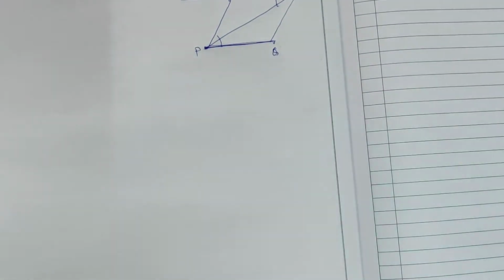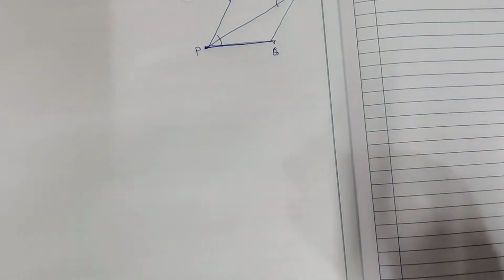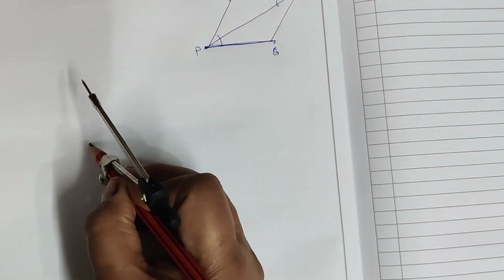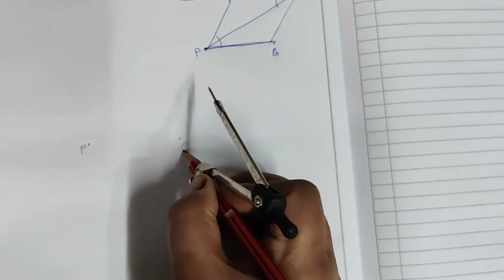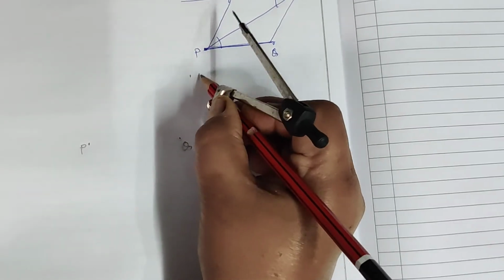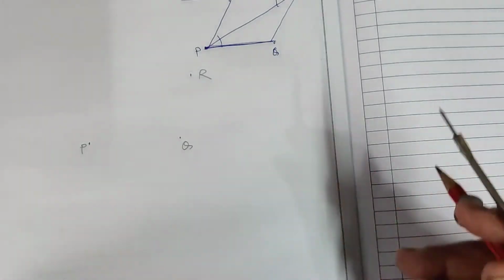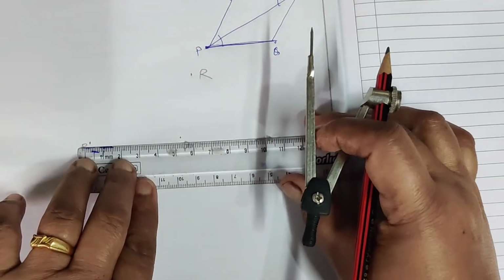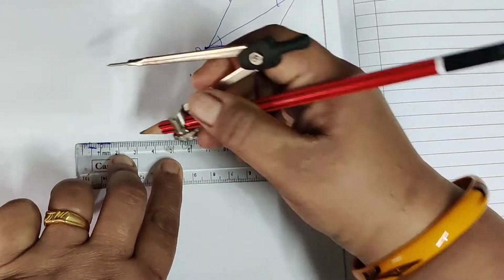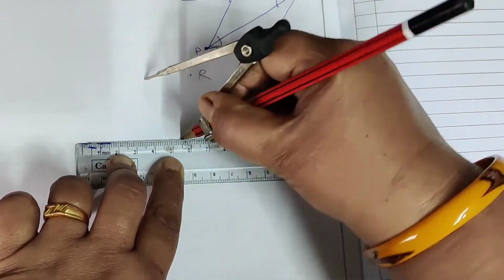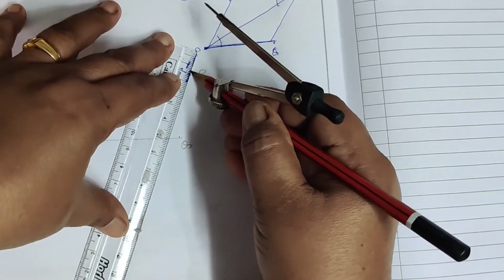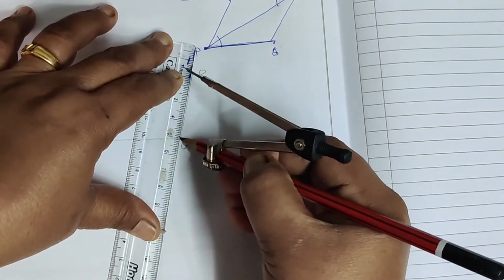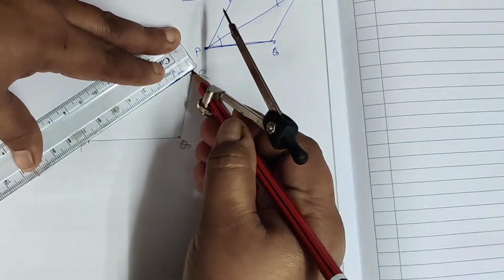Now join PQRS is a parallelogram. Okay. Now construction. Point P, Q and R. These are the 3 non-collinear points P, Q and R. Join PQ, QR and PR.